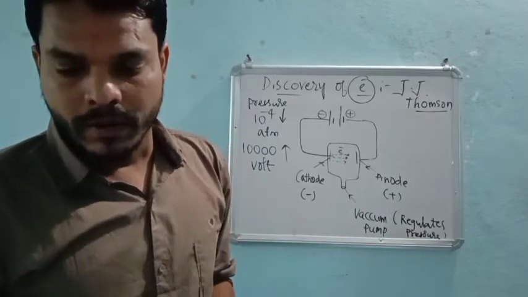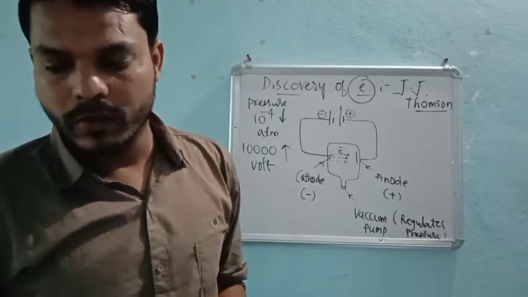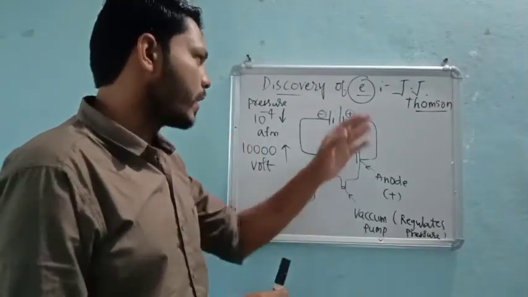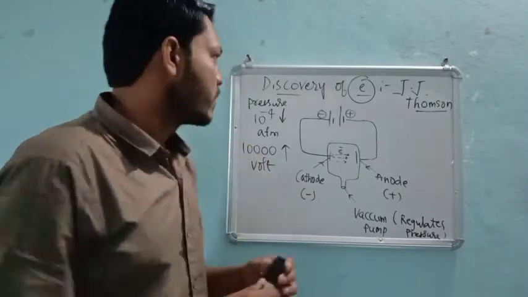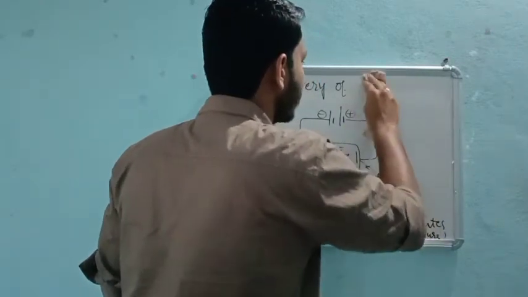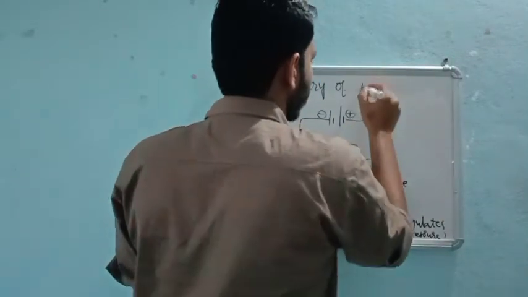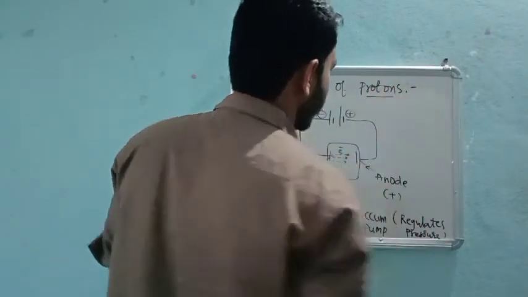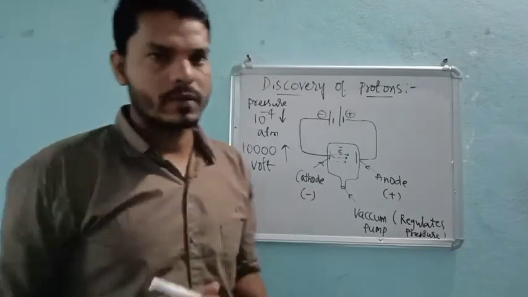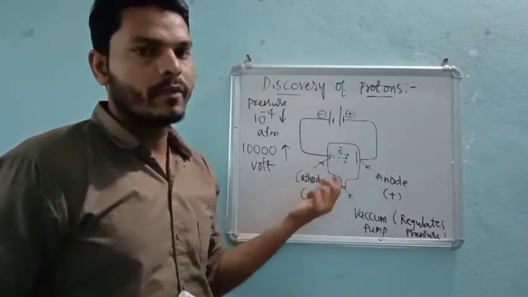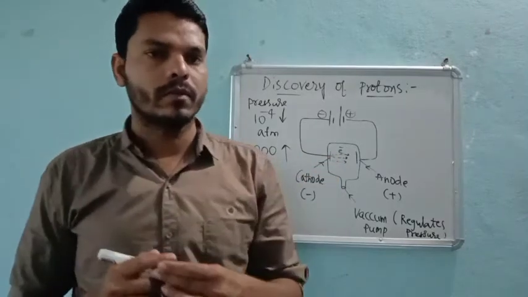So the discovery of proton is also the same, dear students, right? We will be having a vacuum pump. So next, discovery of protons. Positive charge one we can say. Proton is nothing but positive charge. You just reverse this. If rays are moving from anode to cathode, then definitely there will be protons.